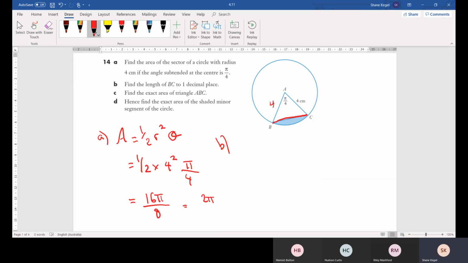So pi on 4, I know that pi is 180 degrees, so 180 on 4 would mean that the angle in that triangle I know is 45 degrees. So this would be 45, which means 180 take 45 would mean the other 2 angles must add to 135 degrees. So I'm going to halve that, and that will give me that these 2 angles are 67.5 degrees.